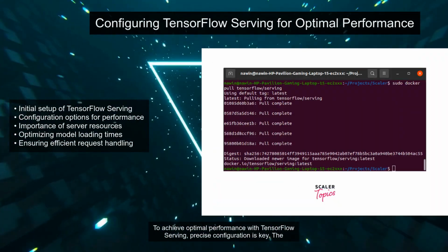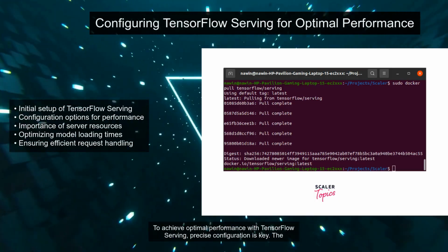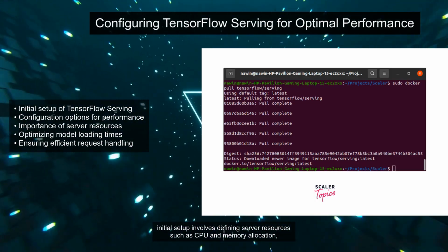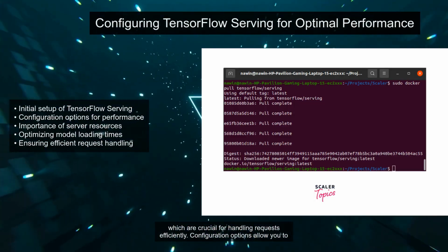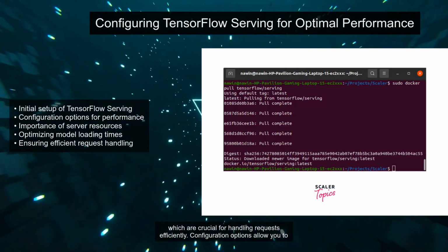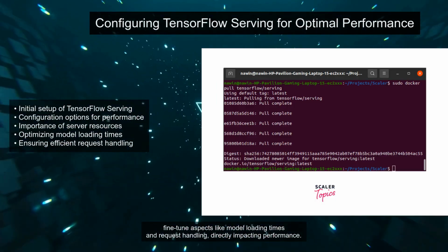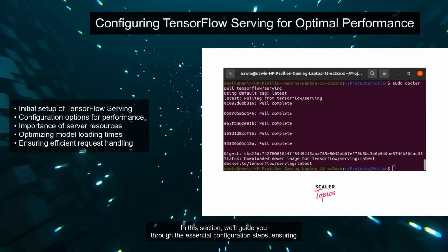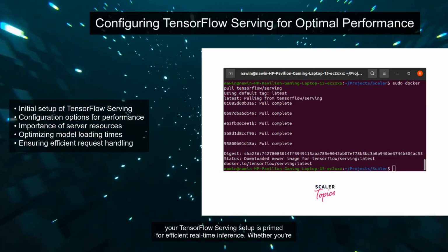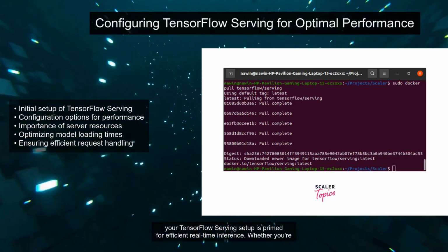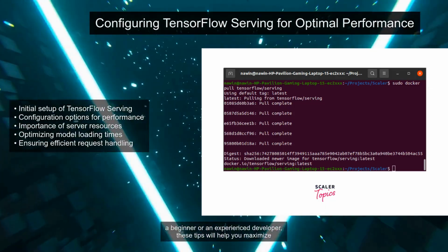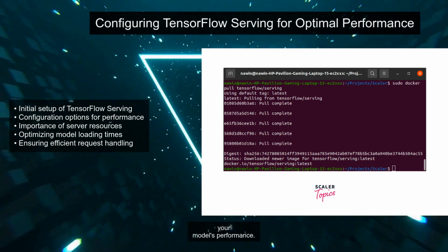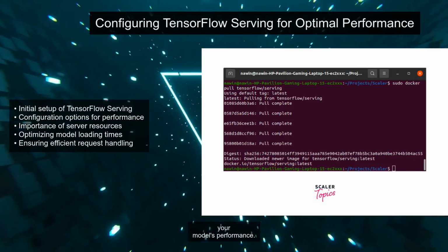To achieve optimal performance with TensorFlow Serving, precise configuration is key. The initial setup involves defining server resources such as CPU and memory allocation, which are crucial for handling requests efficiently. Configuration options allow you to fine-tune aspects like model loading times and request handling, directly impacting performance. In this section, we'll guide you through the essential configuration steps, ensuring your TensorFlow Serving setup is primed for efficient real-time inference. Whether you're a beginner or an experienced developer, these tips will help you maximize your model's performance.